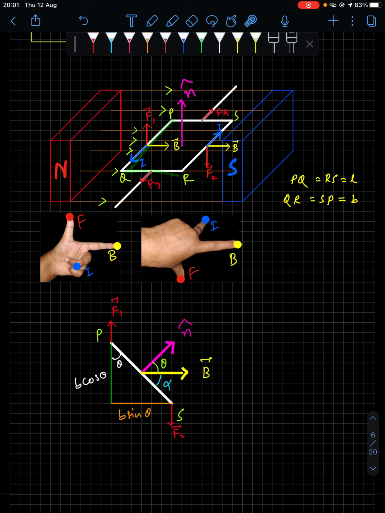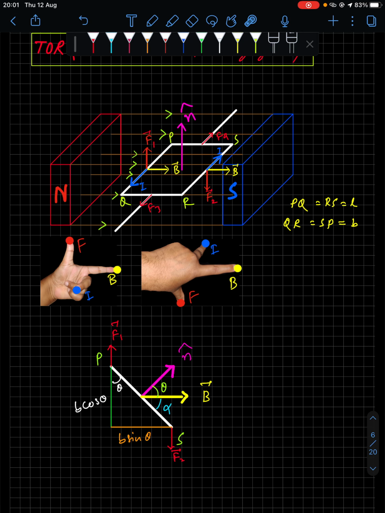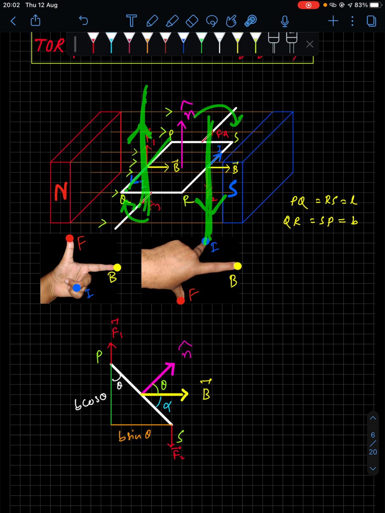Now when current is being carried in the coil and you place it in a magnetic field, then a torque will act on this coil and tend to rotate it, because of this force. These two forces are equal in magnitude, but they are different in direction, and they are not acting along the same line of action. The line of action for this force F1 is this. The line of action for this force F2 is this. This is upward and this is downward. So as a result, they'll tend to flip this coil.